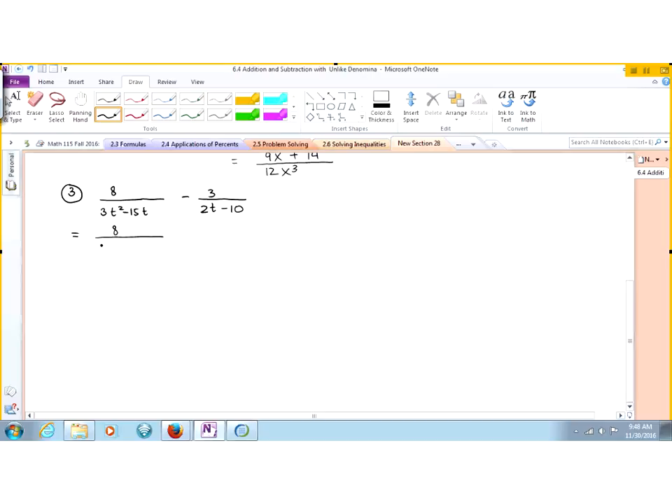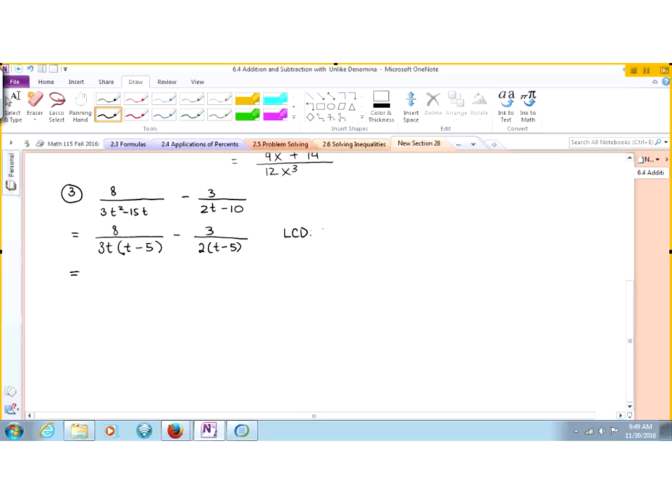All right. So tell me what we could factor out here. 3t. Left with? There you go. So left with 3t minus 5. 2t minus 10. What can we factor? 2 times t minus 5. Okay, good. All right. Now, what is my LCD?